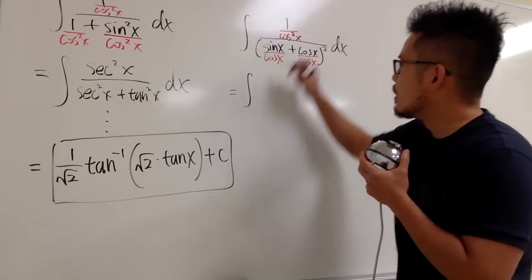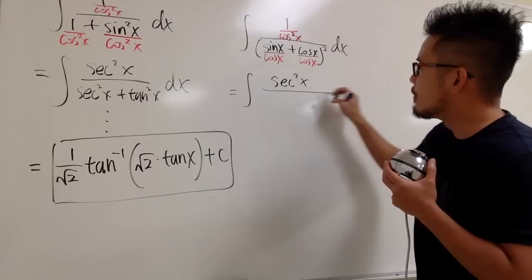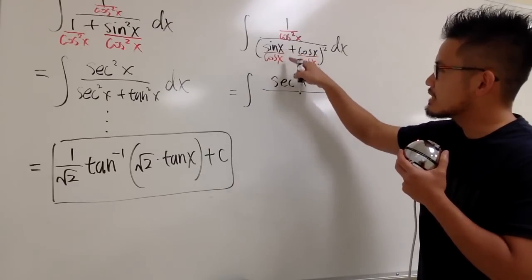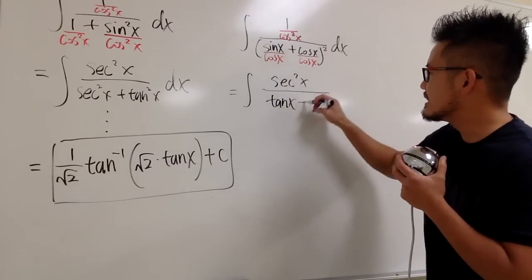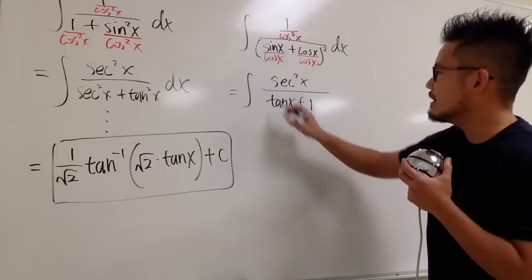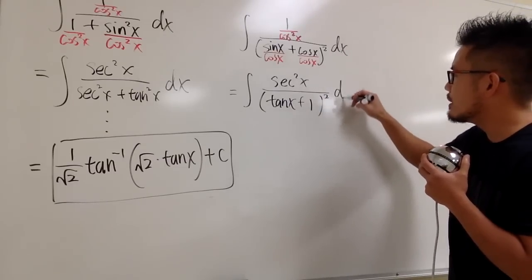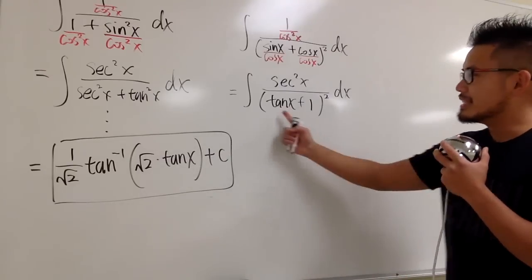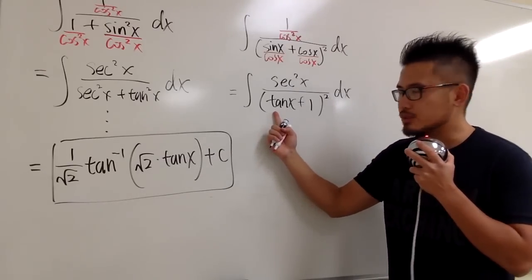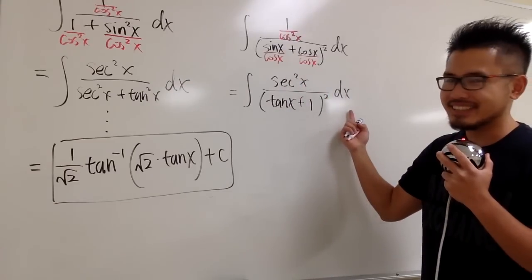This is the integral. On the top, we have secant squared x. Over the inside here, we have sine x over cosine x, that's tangent x, plus cosine x over cosine x, that's 1. This is still in the parentheses, raised to a second power. And of course, we still have the dx. Now what? As we can see, we can just let u equal tangent x plus 1, and then we can finish this nicely.